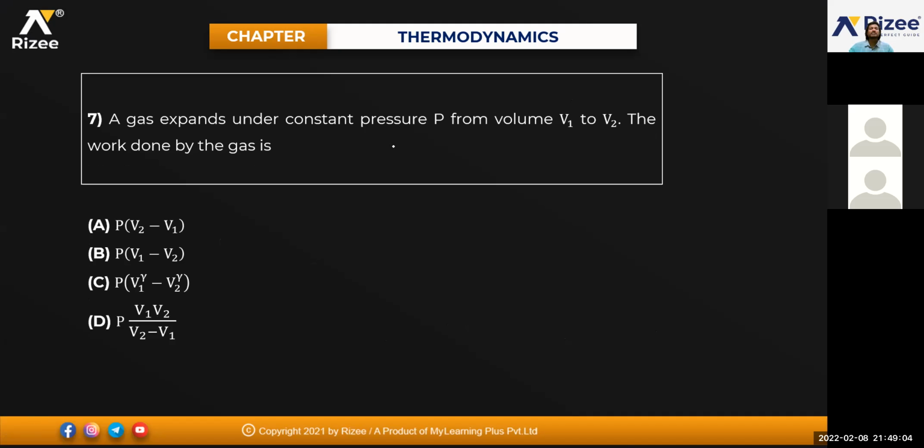A gas expands under a constant pressure P from V1 to V2. The work done by the gas will be equal to how much? Can anyone do this one? Constant pressure means isobaric. From V1 to V2, the work done will be equal to P into delta V, so that will be equal to P into V2 minus V1. That means A will be the answer for this.